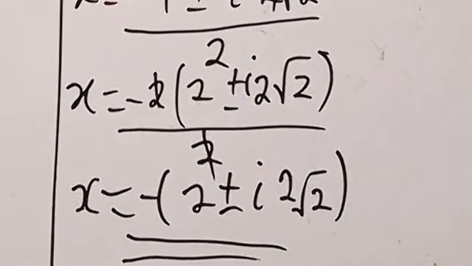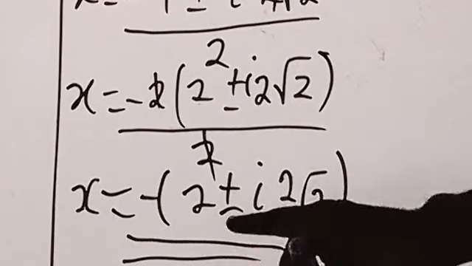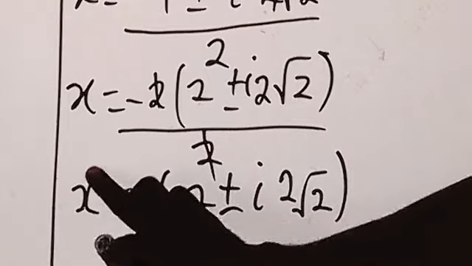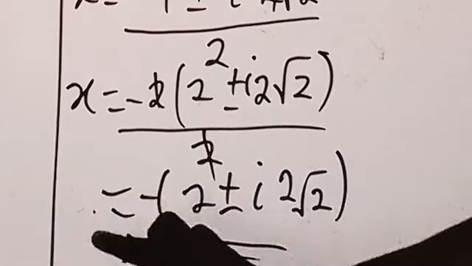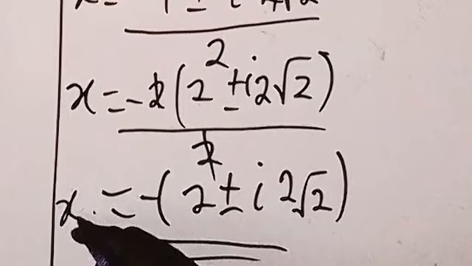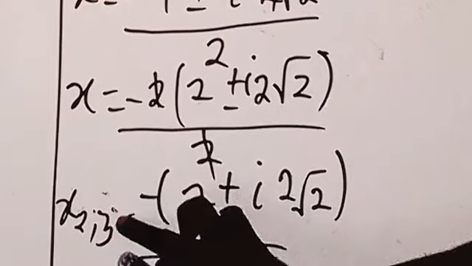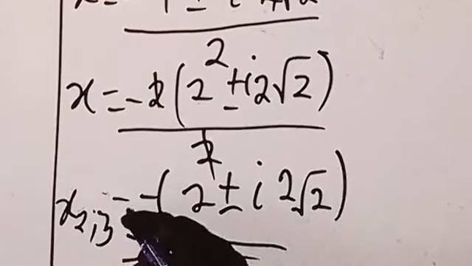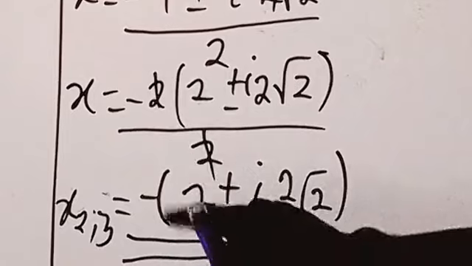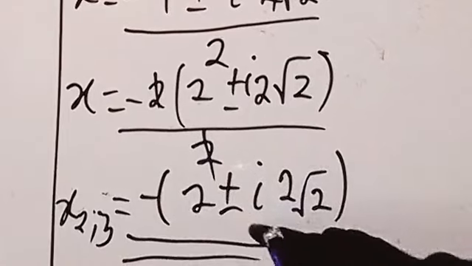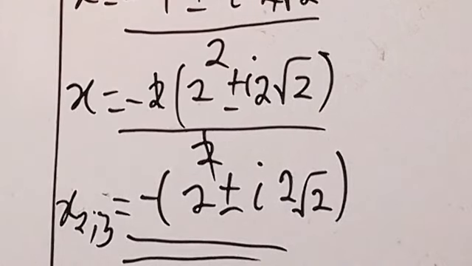So as we can see, because we have plus or minus here, this is like x2 and x3. x2 comma x3 equals minus 2 plus or minus i 2 root 2. And that is the solution, right?